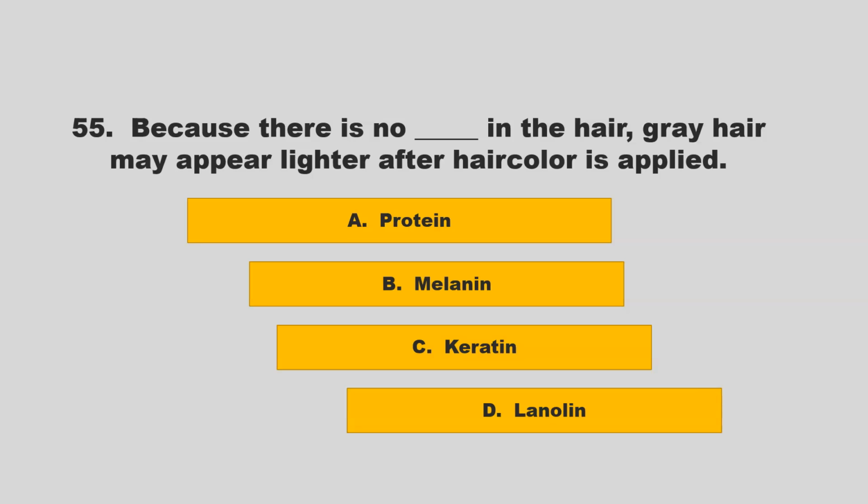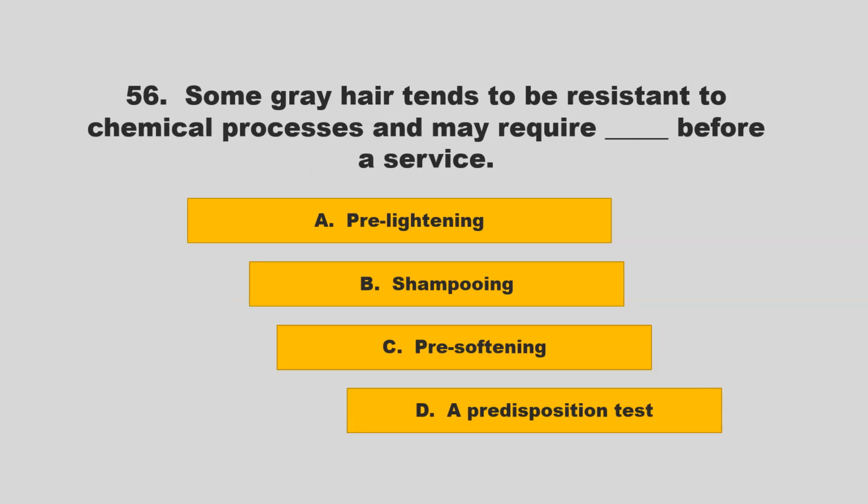Because there is no blank in the hair, gray hair may appear lighter after hair color is applied. Is it protein, melanin, keratin, or lanolin? If you chose B, melanin, you are correct.